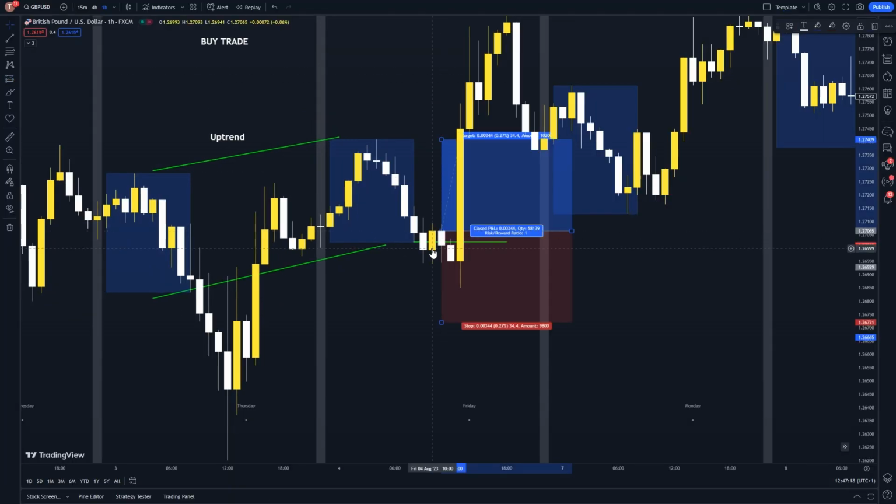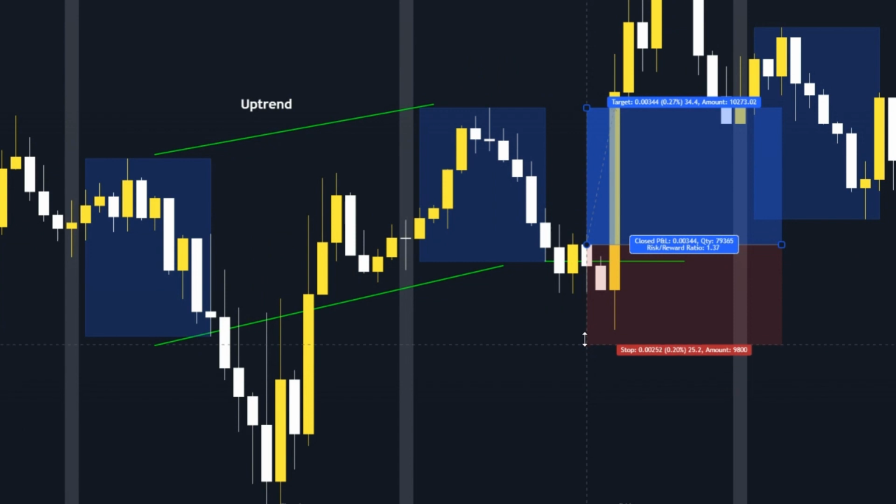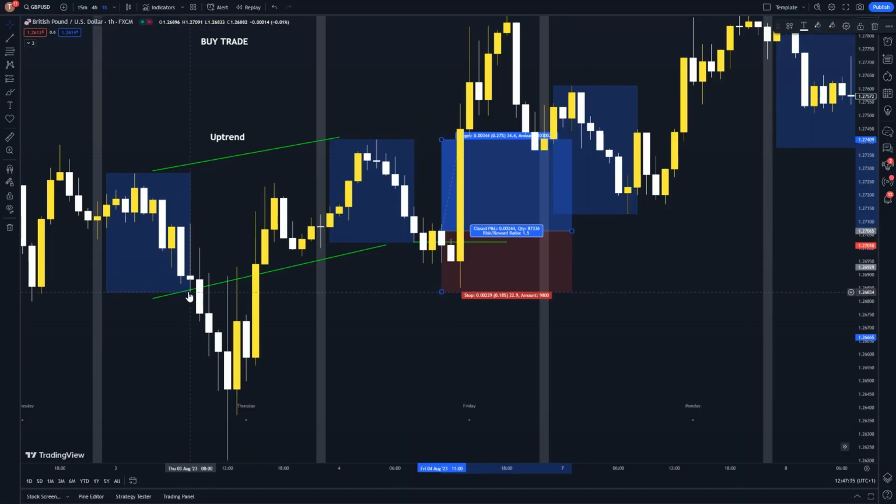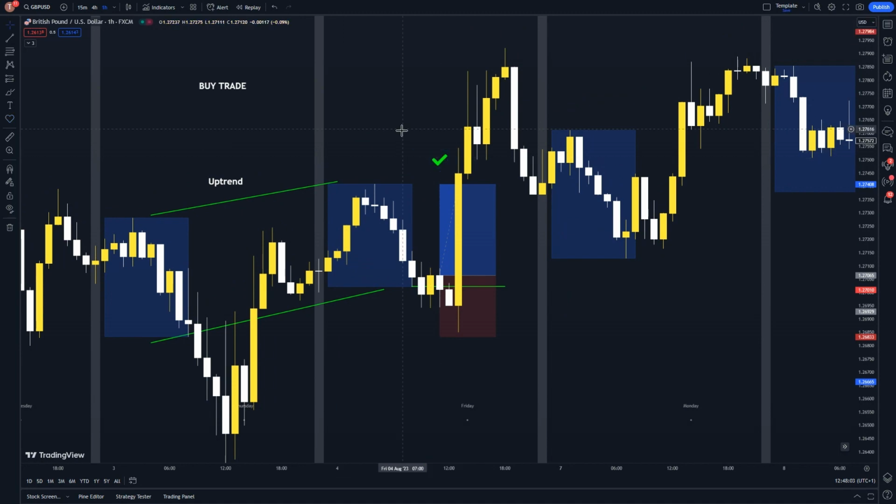We would enter our trade as soon as this candle opens. Pull your stop loss to the blue Asia box's most recent and safest low. And finally, set your take profit to today's Asia box's highest point. It must be higher than a 1 risk to reward ratio. This trade was valid and paid off.